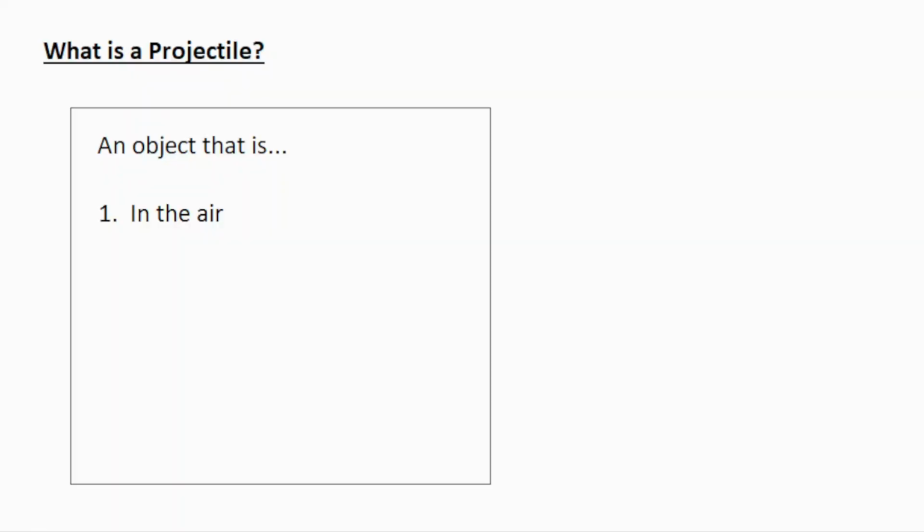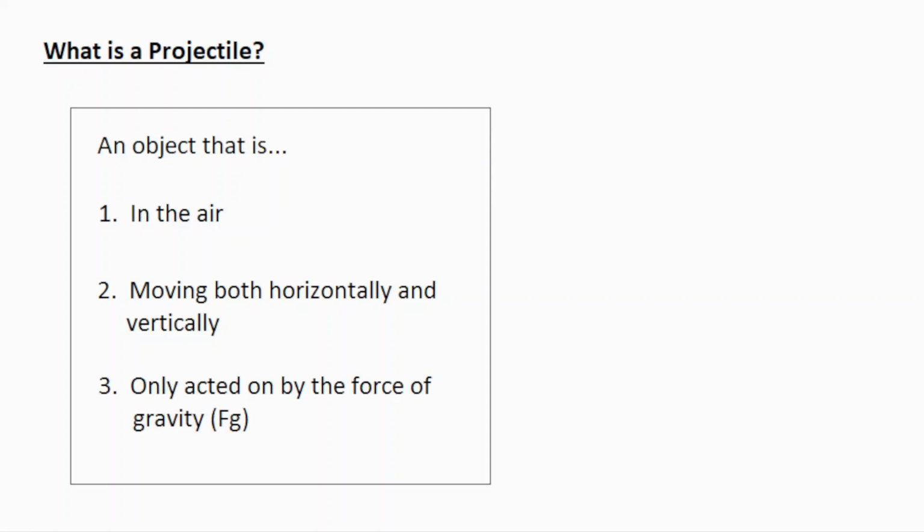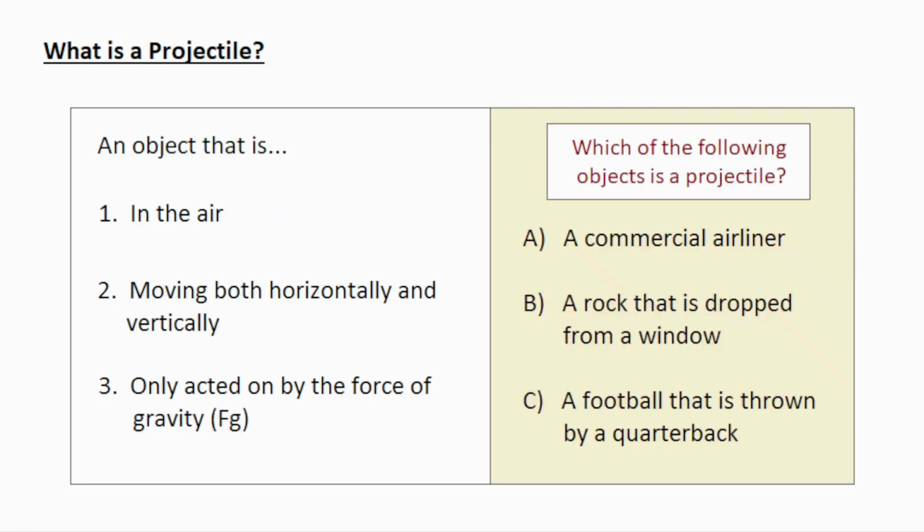What is a projectile? There are 3 conditions. We are looking for an object that is in the air, that is moving both horizontally and vertically at the same time, and that is only acted on by the force of gravity. Here are 3 objects. They are all in the air. The question is, which one of them should be considered a projectile?